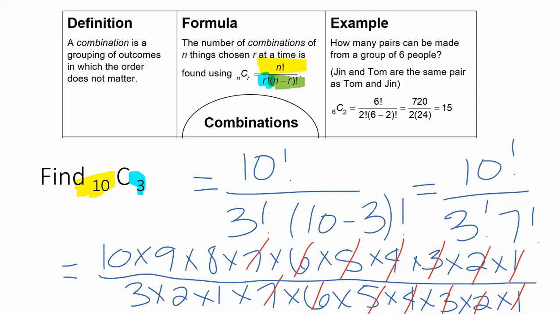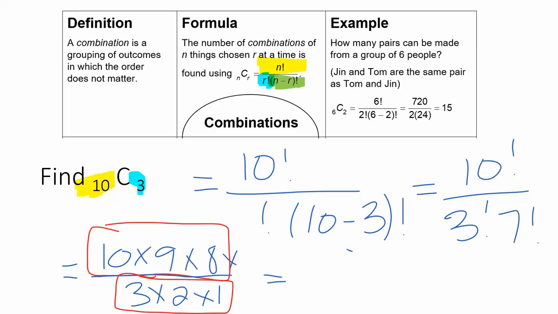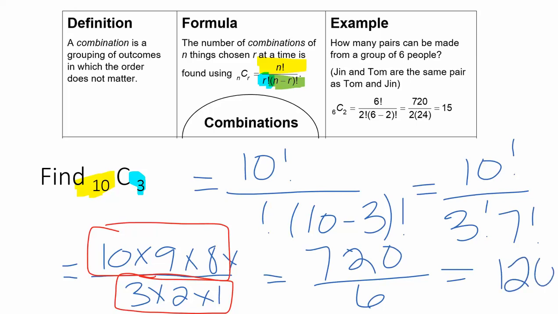Furthermore, I could reduce by finding common factors, or if you have it in a shorter form, we can now just multiply. So now, get your calculator. 10 times 9 times 8 would give us 720 on the top. On the bottom, 3 times 2 times 1 is 6. Divide that out. 720 divided by 6 is 120. So this means if I have 10 items and I'm going to choose 3 of them, there's 120 ways I could do that.